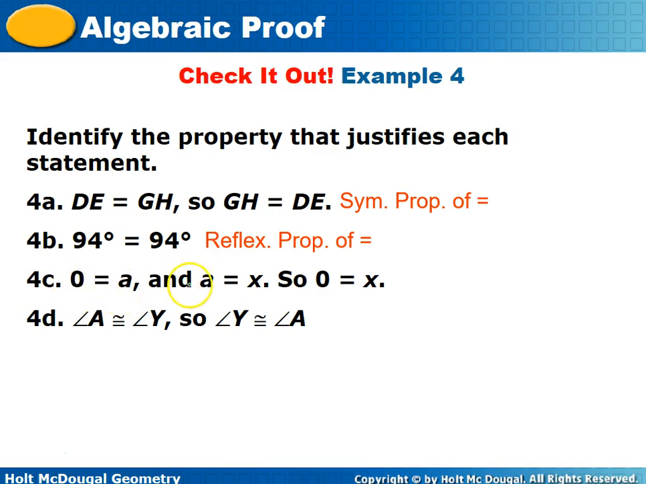0 is equal to A, and A is equal to X, so 0 is equal to X. We have 1, 2, 3 distinct values here. So this is going to be our transitive property, and again of equality because we have that equal sign right there. Our final one, angle A is congruent to angle Y. So angle Y is congruent to angle A. So again, we have two things here and they're flipping. So this is going to be our symmetric property of congruence.